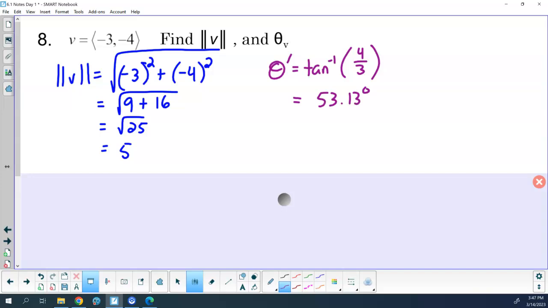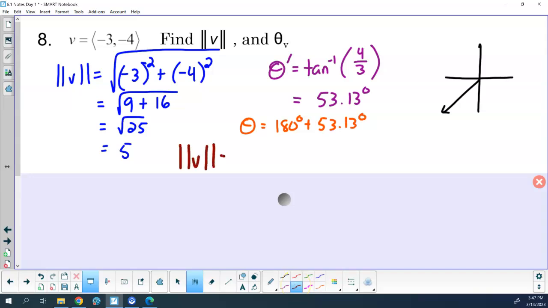degrees. Being that this vector is in quadrant number 3, that would be then theta is going to equal 180 degrees plus my reference angle. So I've got a magnitude of 5, and I've got a direction of 233. Sorry, I can't do math all of a sudden. 233.13 degrees.